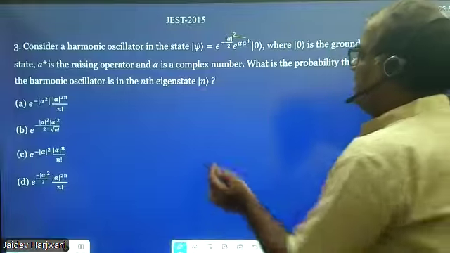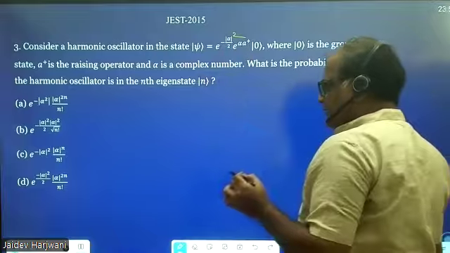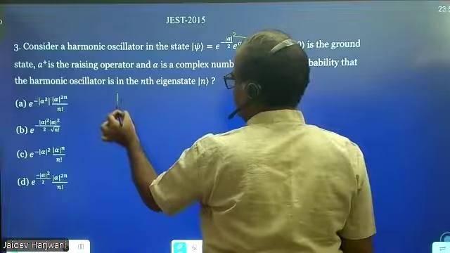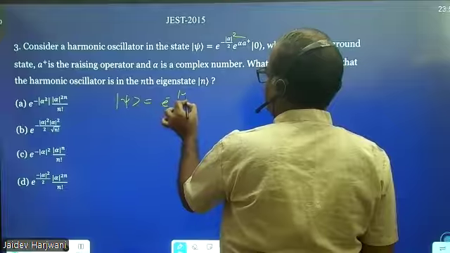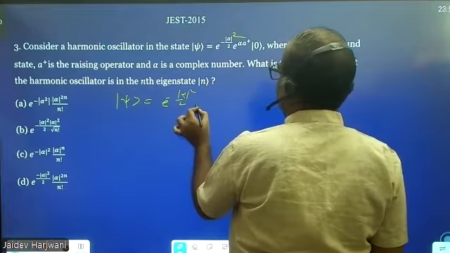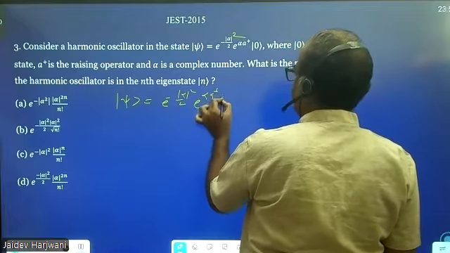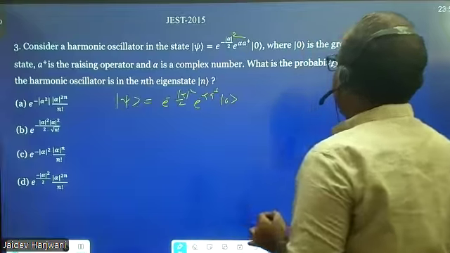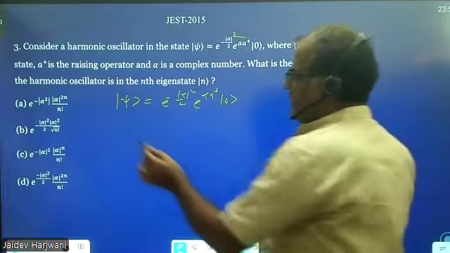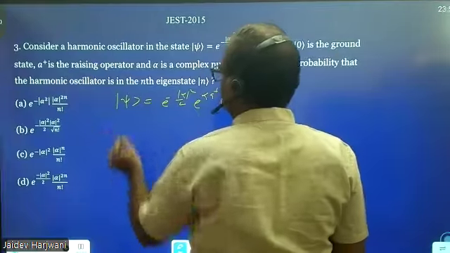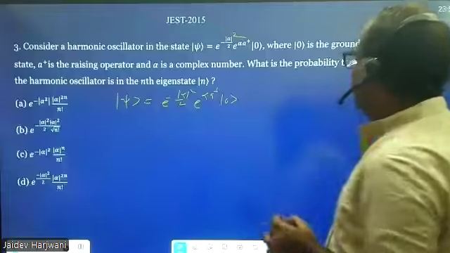So you have a harmonic oscillator in the state psi, which is e^(-|alpha|^2/2) e^(alpha a†)|0>. Here |0> is the ground state and a† is the raising operator, and alpha is a complex number.